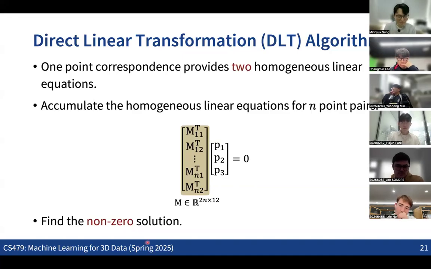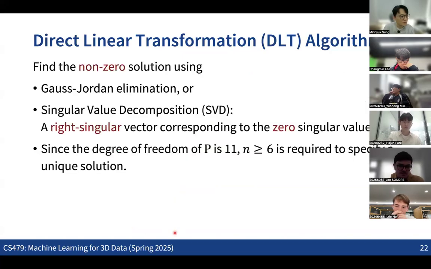So then the problem becomes simple: how can we find a non-zero solution given the homogeneous linear system? There can be multiple ways that we can obtain the non-zero solution. We can use either Gauss-Jordan elimination, or we can use the SVD.